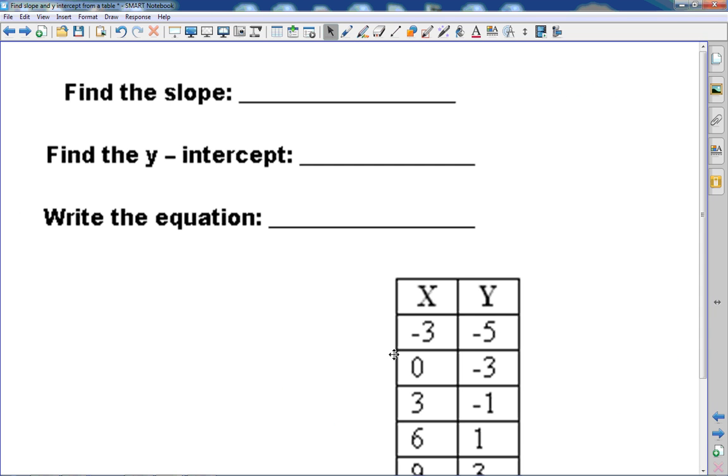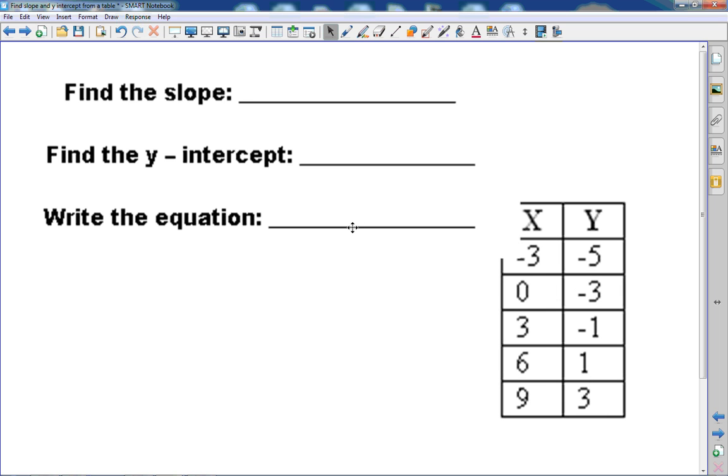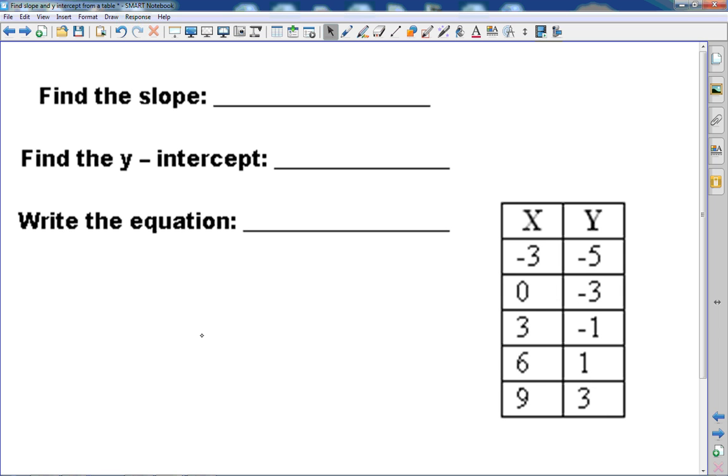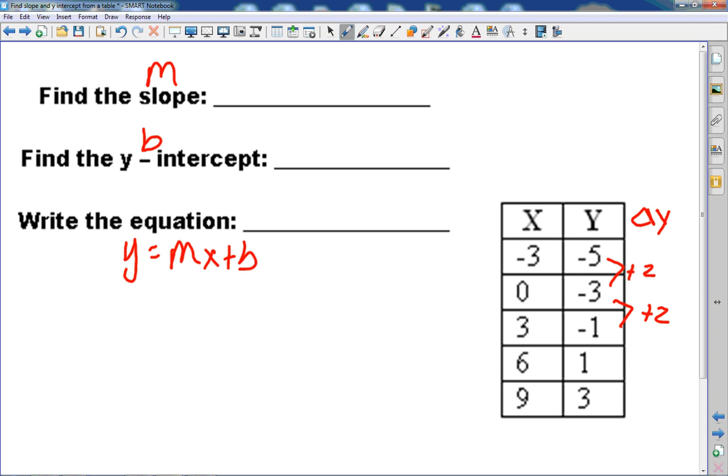Here's the next one. Pause the video, see if you can find the slope and the y-intercept in the equation. Remember, the slope is m, the y-intercept is b. I have y equals mx plus b. Step 1 is delta y, the change in y. Plus 2, plus 2, plus 2, plus 2.